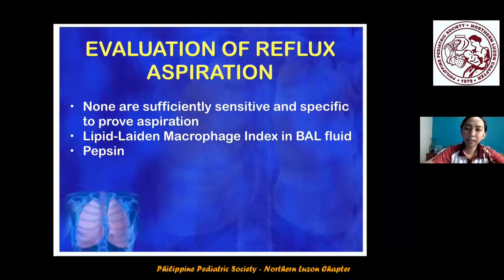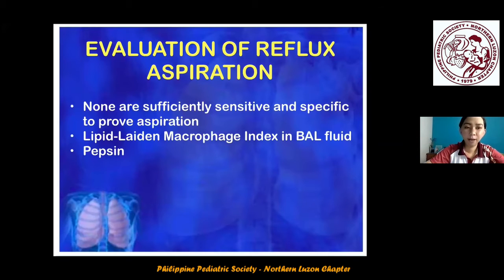The most extensively studied biomarker is the calculation of lipid-containing macrophages in bronchoalveolar lavage fluid. However, studies have found that even an elevated lipid-laden macrophage index was not really specific for aspiration caused by reflux. Another biomarker of gastric origin studied was pepsin. They saw pepsin in tracheal aspirates of intubated patients. But then again, studies have shown that it was not sufficiently sensitive nor specific to prove aspiration.